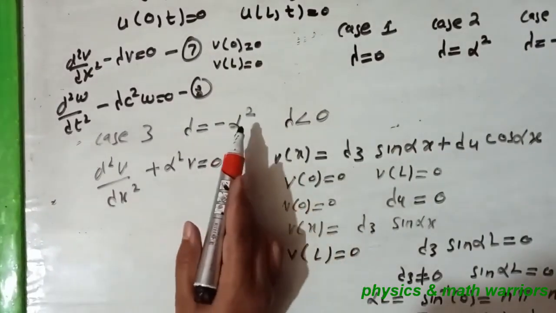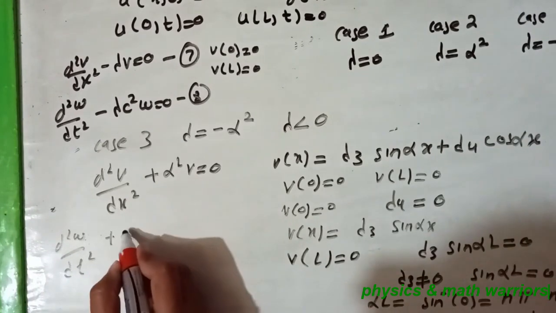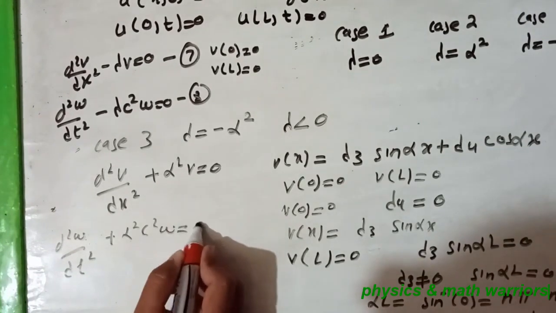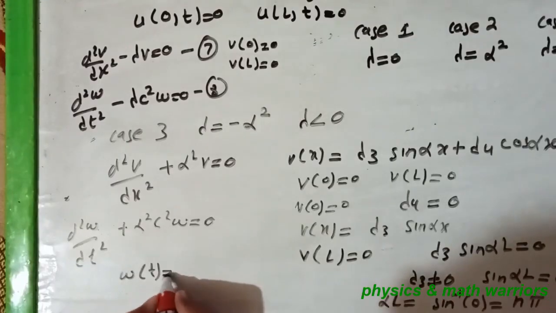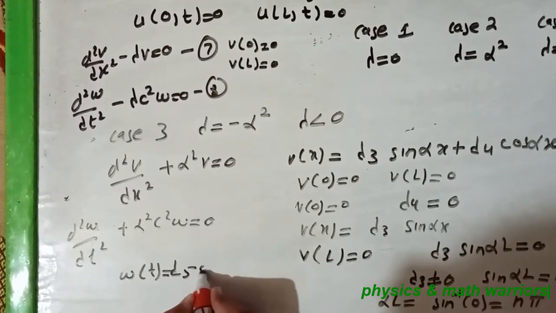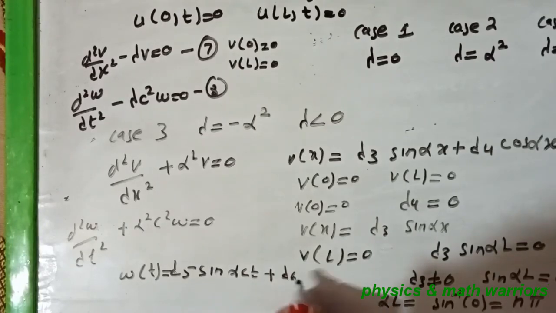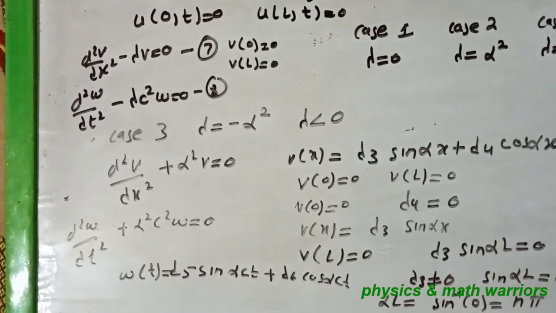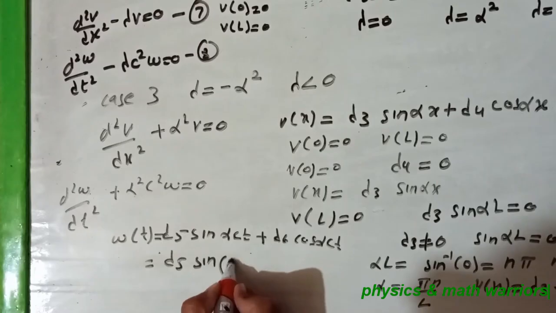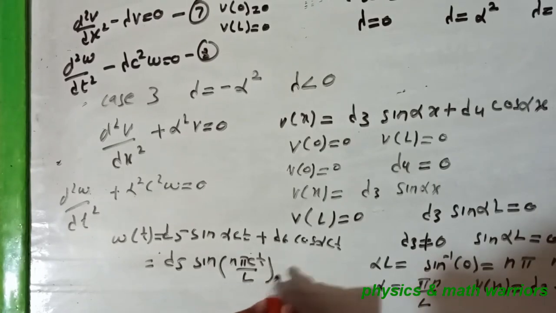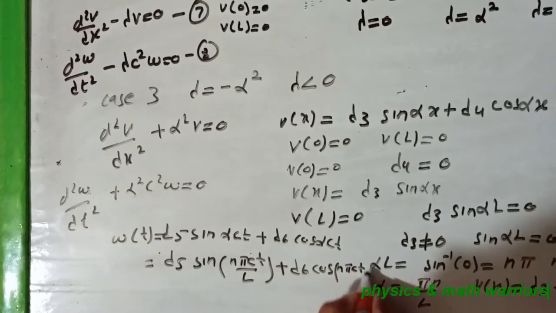If lambda is equal to minus alpha square, then equation 8 is d square omega over dt square plus alpha square c square omega is equal to 0, and the solution of this equation is omega of t is equal to d5 sine alpha c t plus d6 cos alpha c t, and alpha is equal to n pi over L. So this is equal to d5 sine n pi c t over L plus d6 cos n pi c t over L.